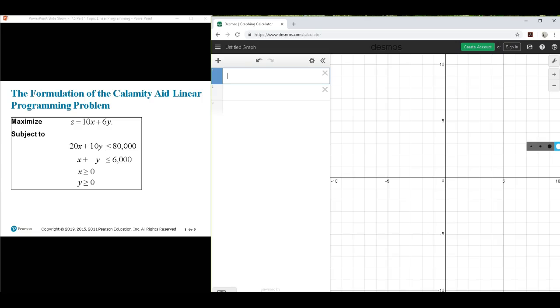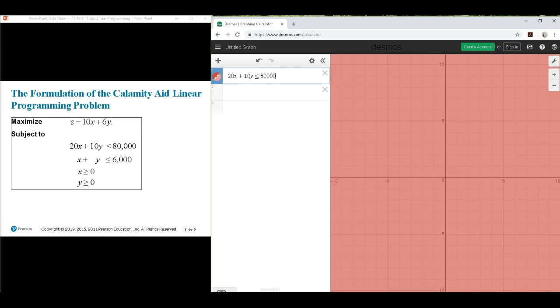Now go to desmos.com/calculator. And we will use this graphing tool to solve this linear programming problem. The first step is to graph the linear inequality. Okay, look at what happened. It became red. And let's see what's going on.